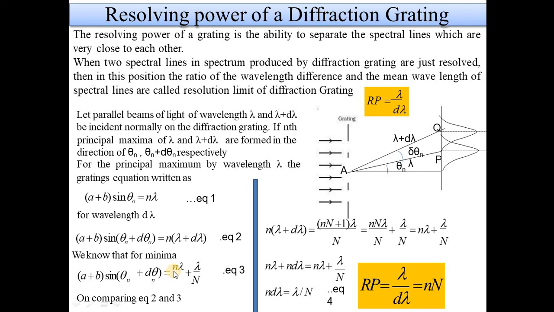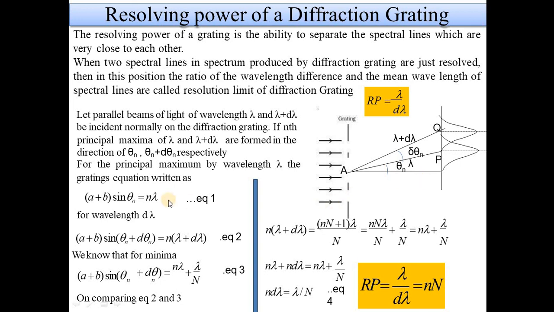And for the condition of minima, what happens? At the point Q also you can see there will be a maxima. At the same time there will be a minima coinciding with the maxima. So I can write the condition of minima as (a + b) sin theta + d theta = n lambda + lambda/N. And this lambda/N is the additional path difference introduced.